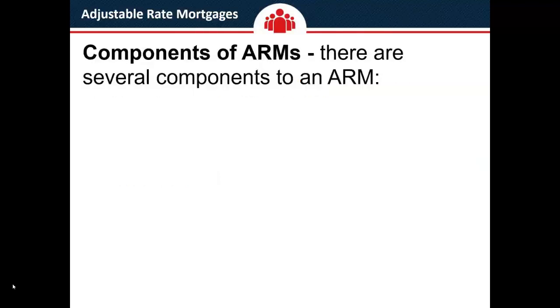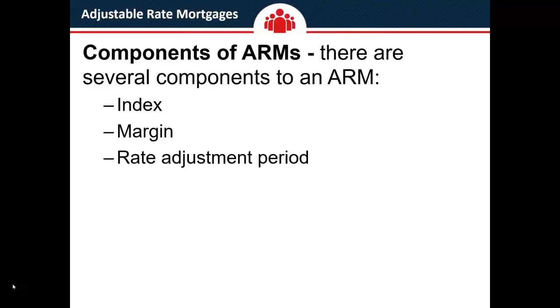There are several components of an ARM. We're going to talk about each of them individually, but just to give you an idea of where we're going with this, the components of the ARM, we have the index that determines whether the rate is going to go up or down. We have the margin that pretty much stays the same for the life of the loan. We have the rate adjustment period. That's the schedule of time that the rate will stay the same before it actually adjusts, go up or down.